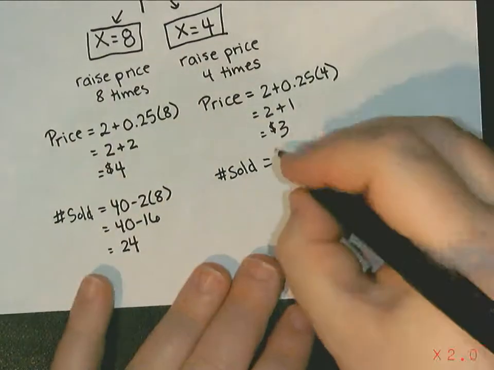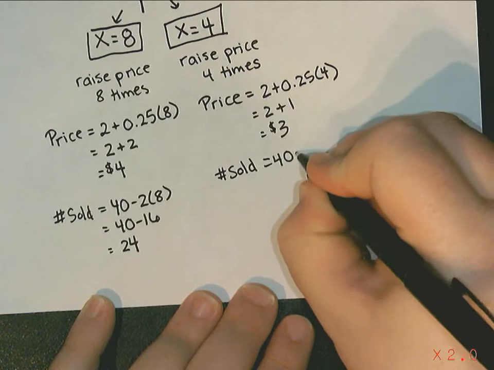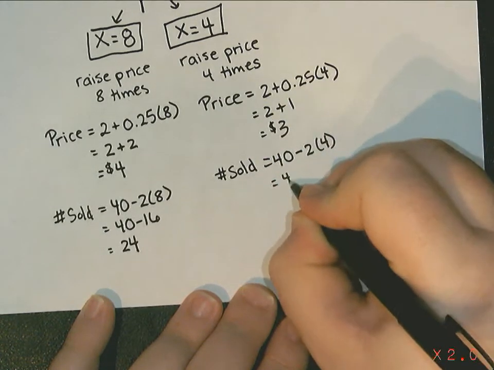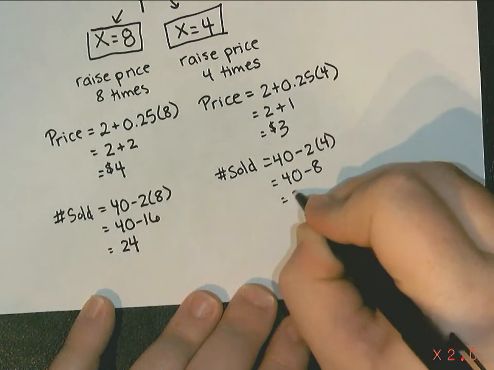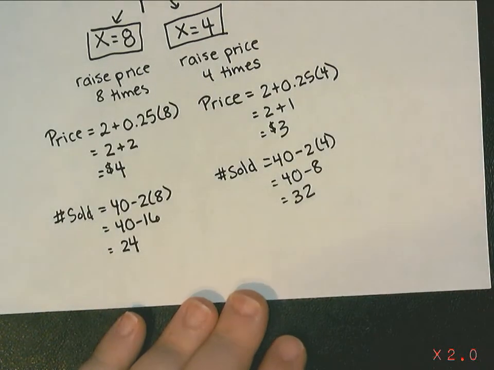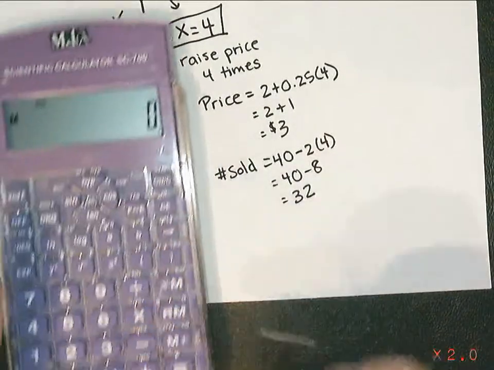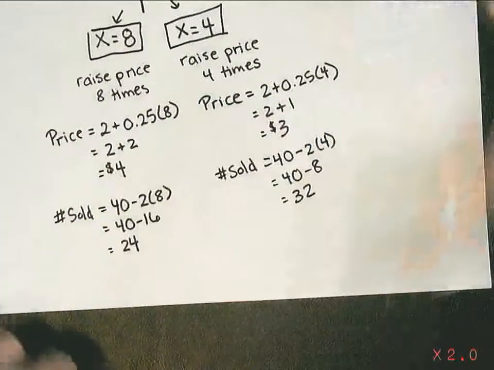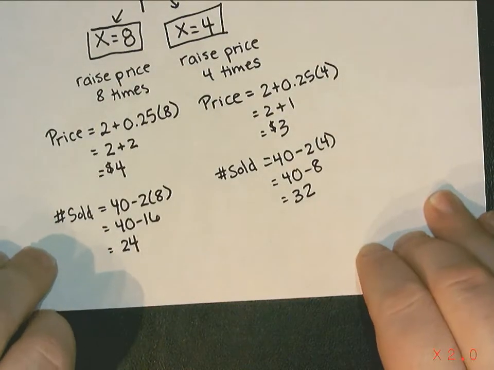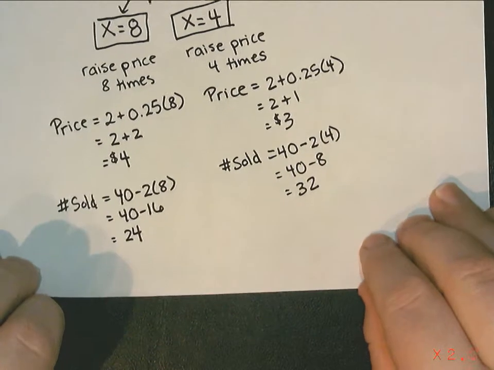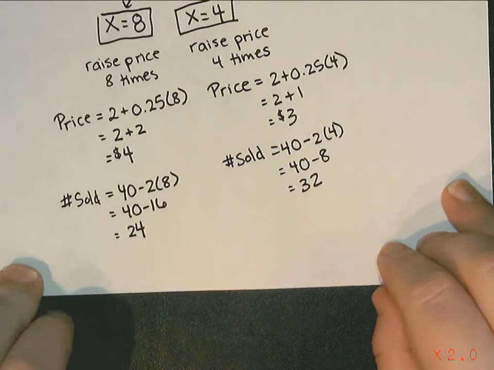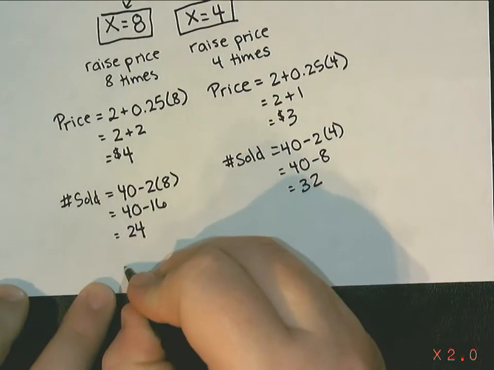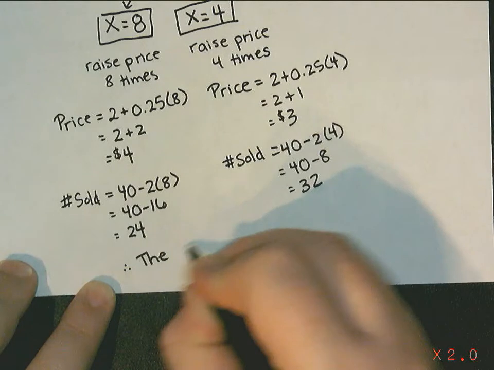And then here, if we only change the price 4 times, we do 40 minus 2 times 4. So that's 40 take away 8, which is 32. So they'd have to sell 32 cupcakes at $3 each, which also gives me 96, which means I actually have 2 possible answers here. They could either charge $4 and sell 24 cupcakes, or they could have the price at $3 and sell 32 cupcakes.